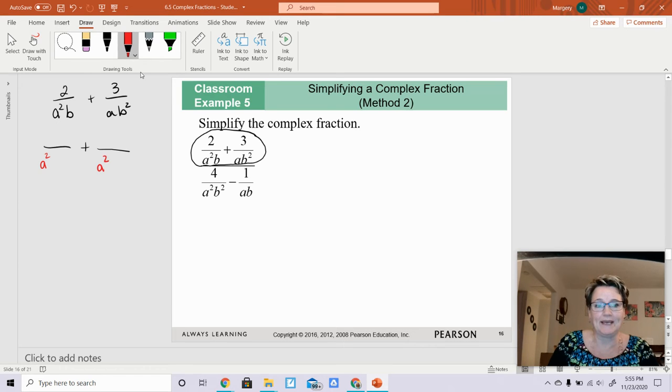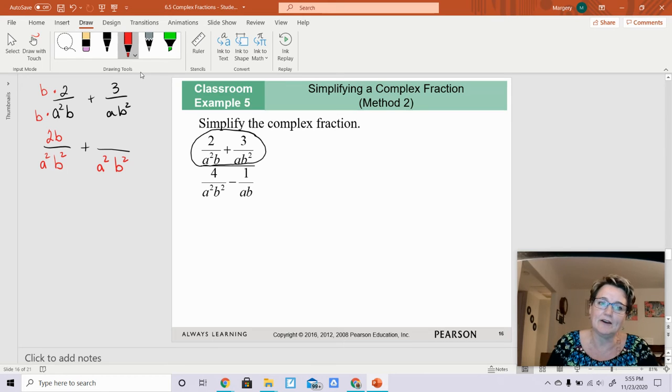They both have a b, and you pick the one with the largest exponent. So that's going to be b squared. What would you do to make this look like this? Well, you'd multiply it by b. Whatever you do to the bottom, you've got to do to the top. 2 times b is 2b.